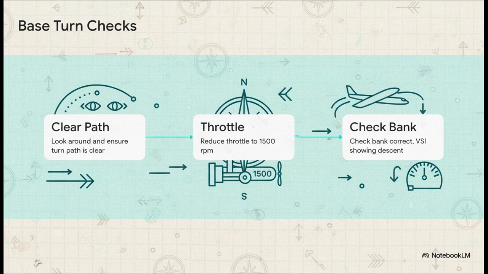Let's look at the turning base checks. Step 1, you look around, ensure your turn path is completely clear. Step 2, you reduce throttle to exactly 1500 RPM. Step 3, you're checking that your bank is correct, the slip indicator ball is perfectly in the center, and your VSI is, in fact, showing a descent. It's this rapid-fire sequence of highly critical checks, and it requires absolute focus.